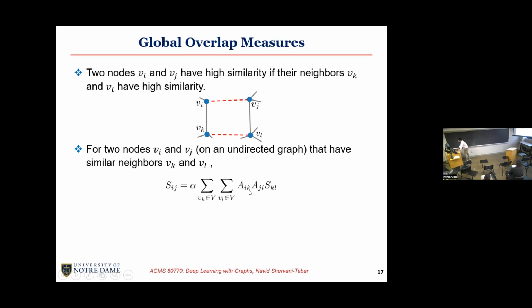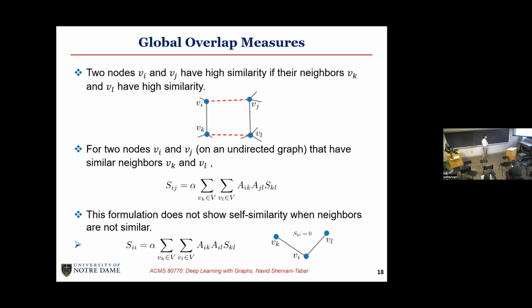If i is not connected to k, or j is not connected to l, or they're connected, but those two neighboring nodes have no similarity, then this will show no similarity. So that's the idea in index notation, mathematically speaking. But there are two problems with this. One problem is that this won't show self-similarity necessarily in all the cases.